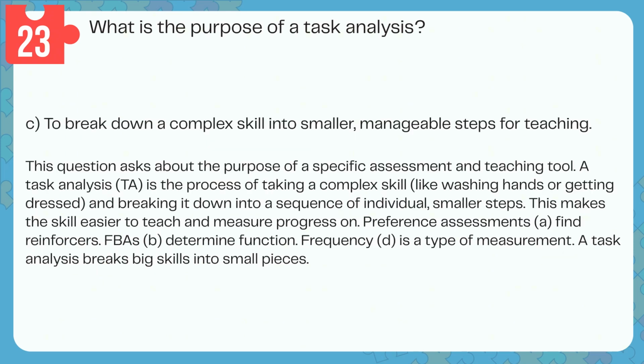Answer: C. To break down a complex skill into smaller, manageable steps for teaching. This question asks about the purpose of a specific assessment and teaching tool. A task analysis, TA, is the process of taking a complex skill, like washing hands or getting dressed, and breaking it down into a sequence of individual, smaller steps. This makes the skill easier to teach and measure progress on. Preference assessments: A, find reinforcers. FBA: B, determine function. Frequency, D, is a type of measurement. A task analysis breaks big skills into small pieces.